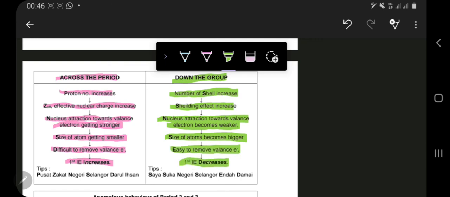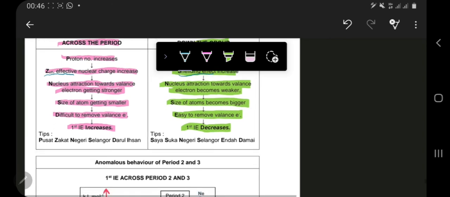So, the factor that we discussed when going across a period and down a group is different. When we go across a period, the factor that we discuss is effective nuclear charge. But when we go down the group, the factor that we discuss is the shielding effect.